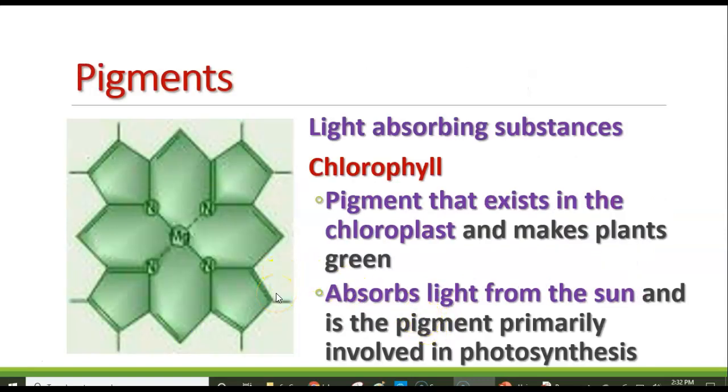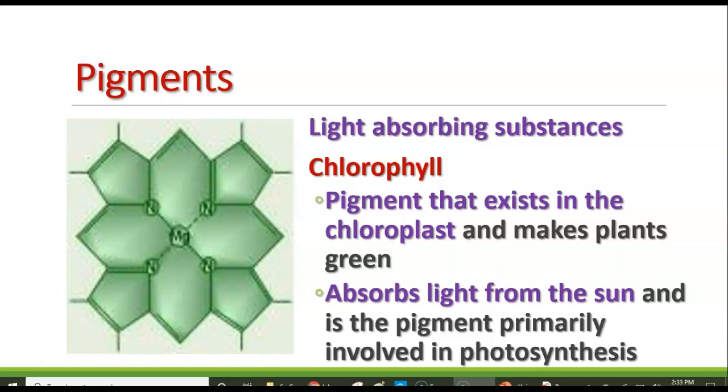Of course, the light reactions occur because there are pigments in the thylakoid membranes. Pigments, by definition, are light-absorbing substances. The main pigment involved in photosynthesis is chlorophyll. This is what makes plants green. It's found in the chloroplast.